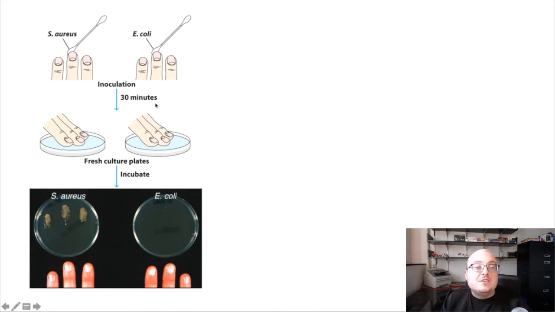coli, you let it sit there for 30 minutes, and then you touch a fresh agar plate, you'll see that the Staph aureus infection maintains itself on the fingers. Staph can live on our skin for a while, whereas E. coli dies pretty quickly, within 30 minutes. We have a lot of strategies that are very good at killing E. coli infections. Again, this is happening within 30 minutes.